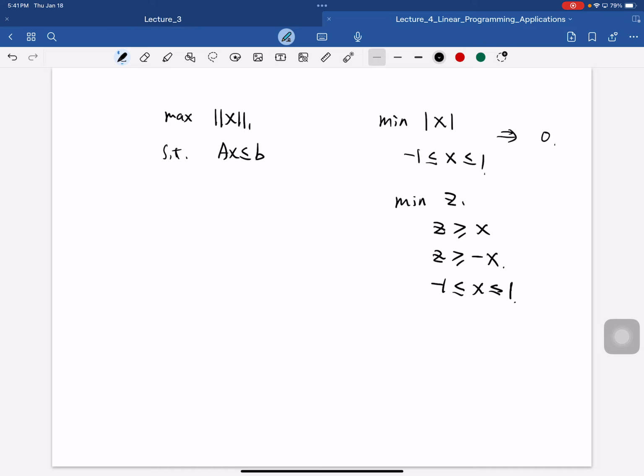Now let's say we are maximizing the absolute value of x, with x from -1 to 1. It's very clear that the maximum value here is 1. So now let me follow what you guys were telling me to write this. Try to write this as a linear program.